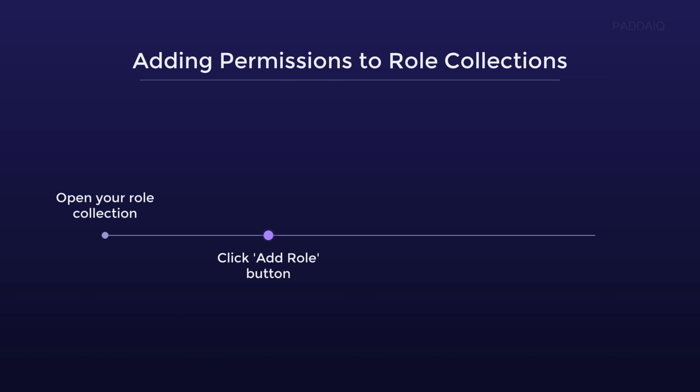Click the Add Role button. This action allows you to assign specific authorizations to the role collection. For example, to grant a user access to view sales reports, you would add the Sales Report Viewer role here. This is how you effectively manage and grant access within your applications.